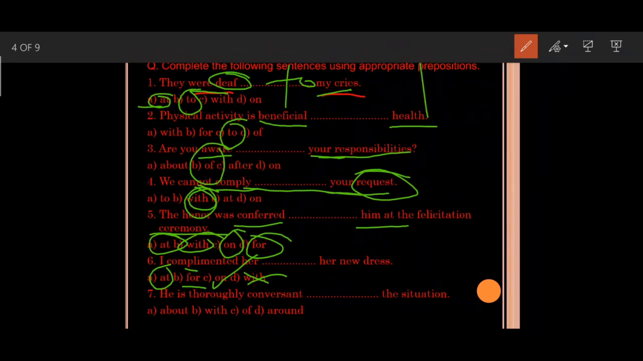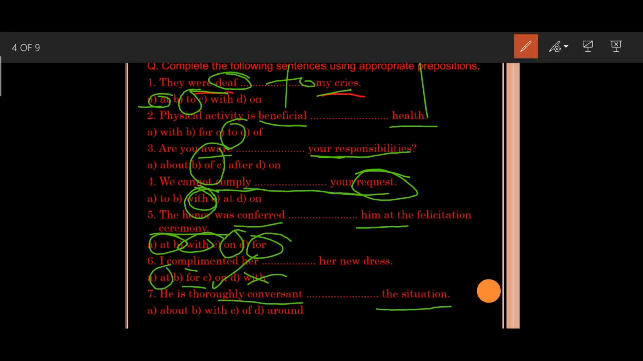Alright, the last one, question number 7. He is thoroughly conversant, that's the situation. Even if you don't know the meaning of the word conversant, you can solve this answer. Let me tell you why or how. So, conversant, that's the situation. We are using situation in this manner कि वो situation के साथ thoroughly conversant है. Even if you don't know the meaning, situation के साथ.